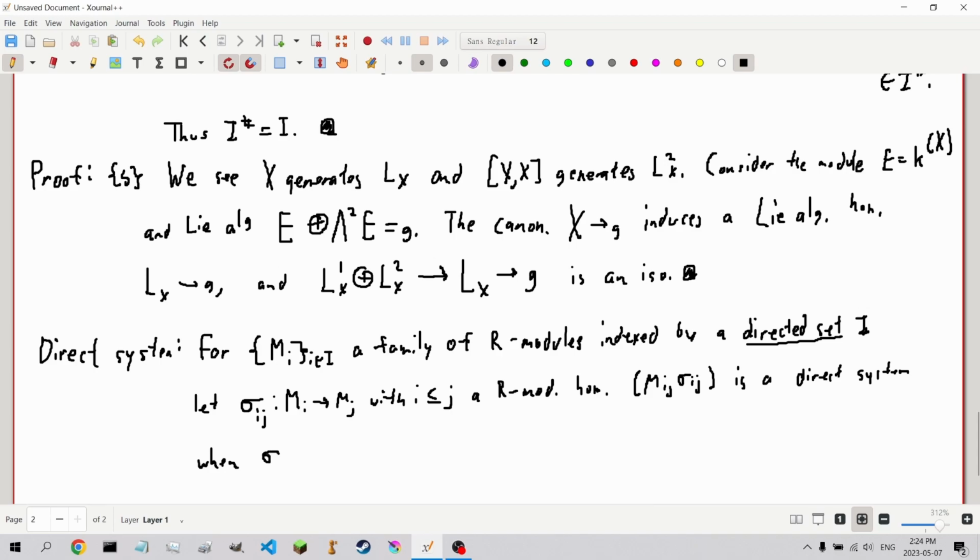when sigma ii is the identity on Mi for all I, and sigma ik is always just decomposed into sigma ij composed with sigma jk. I wrote those in the wrong order, but you get what I'm getting at. I'll double check a definition of a directed set, but I'm thinking it's just a set with a total ordering on it.